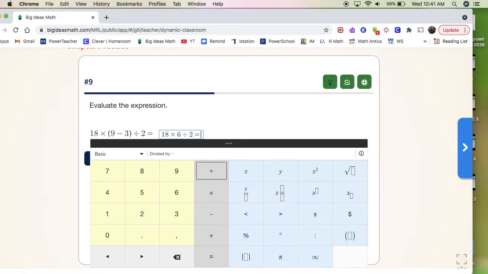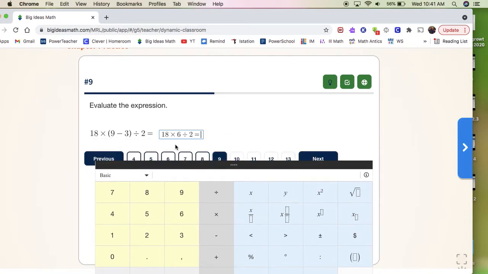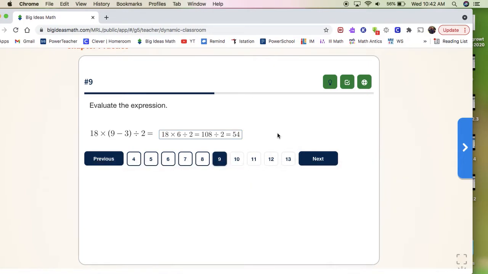Okay? So now we've got it to where we have multiplication and division. Remember, we do multiplication and division. They're just as important as each other. There's not one more important. We just move left to right. So first we're going to do 18 times 6, which gives us 108. And that's going to be divided by 2. So that's going to equal 54. I know I'm going fast. I know you'll need to work it out. But the main thing is, do you see the order of operations? If you need to stop it, you can.